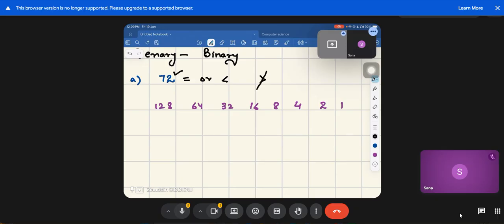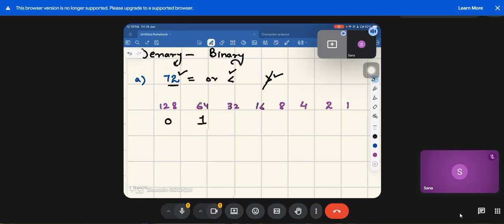So now we are going to check. This is 72 and this is 128. We are going to start from the left side. 128 is greater than 72, and I told you that we cannot choose any number which is greater. So we are going to put 0 over here. Now we check the second number, 64. 72 is greater than 64, so 64 is lesser. So we can choose it. We are going to pick 64.